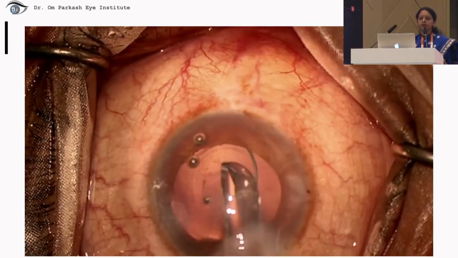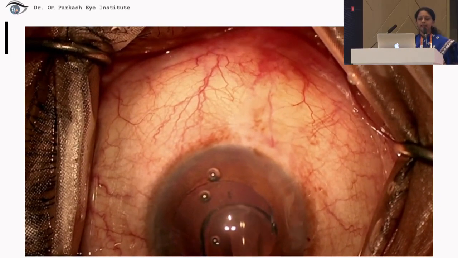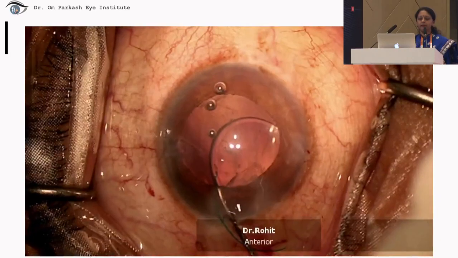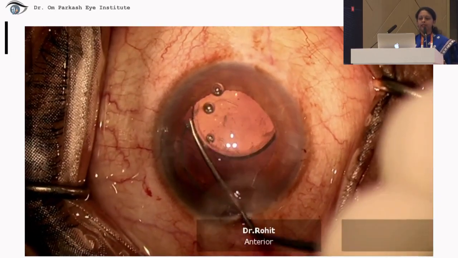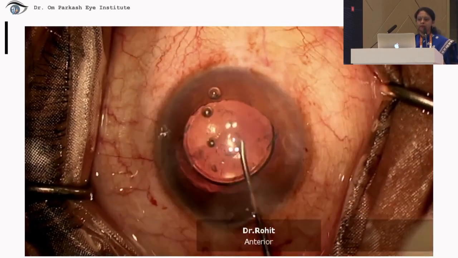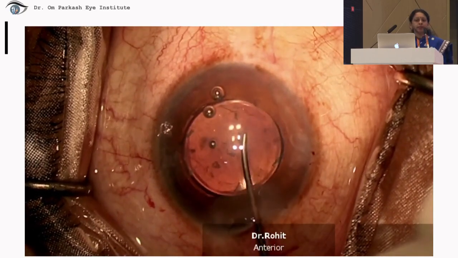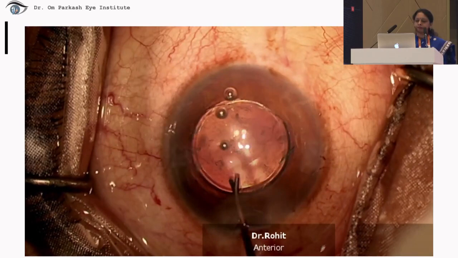Now the multipiece IOL is implanted in the sulcus, and we can do an optic capture. So these are the two alarm bell situations.